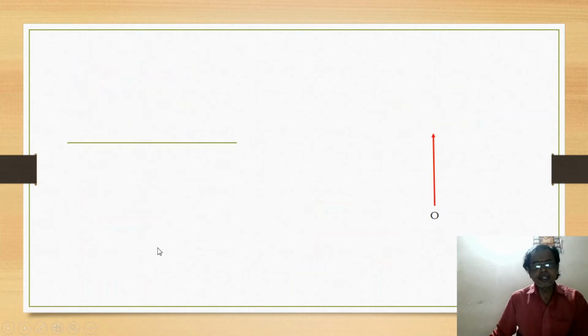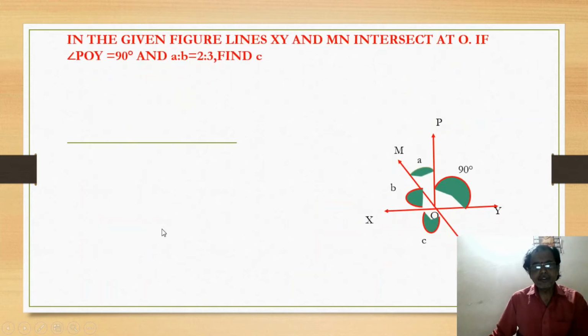Okay, children. And next, very important: in the given figure, lines XY and MN intersect at O. If angle POY is equal to 90 degrees and A is to B is 2 is to 3, find C value. Observe this figure carefully. Here we have the XY line and OP is a ray, and the angle between OP and OY, that is POY, is given as 90 degrees. So then definitely this part, the angle POX, becomes again 90 degrees. Why? Because the sum of these 2 angles, POX plus POY, is 180. If it is 90 degrees, then definitely this part is 90 degrees.